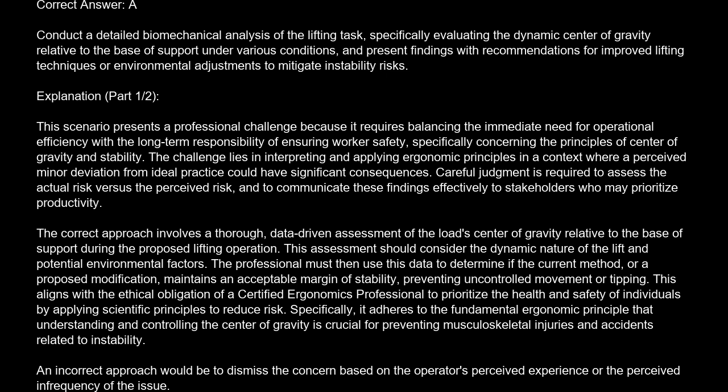This aligns with the ethical obligation of a certified ergonomics professional to prioritize the health and safety of individuals by applying scientific principles to reduce risk. Specifically, it adheres to the fundamental ergonomic principle that understanding and controlling the center of gravity is crucial for preventing musculoskeletal injuries and accidents related to instability.